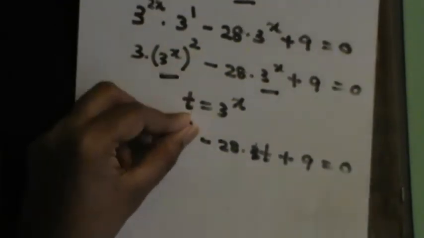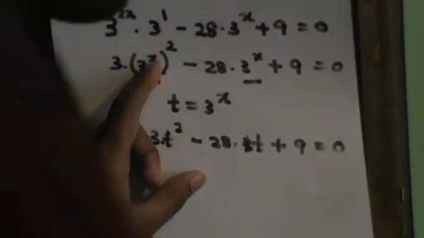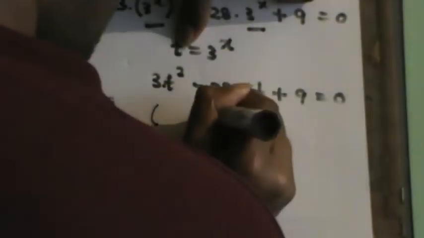In order to solve for x, you need to find the values of t. The values of t are the solutions of this quadratic equation, so I can solve this. Here is 27, here is 28.